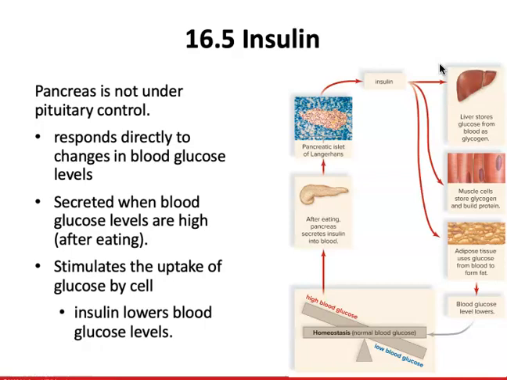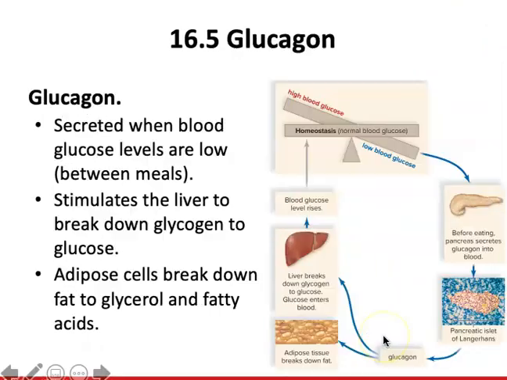So it's going to be secreted when the blood glucose levels are high, typically right after eating, and it stimulates the uptake of glucose by cells. So ultimately, insulin is going to be responsible for lowering your blood glucose levels and bringing you back down to normal. Glucagon is going to work oppositely.